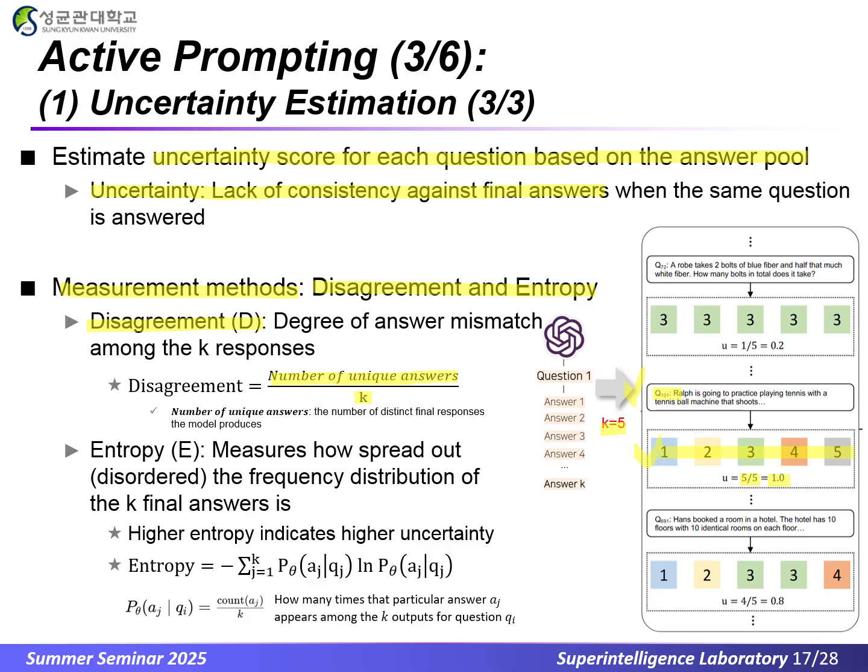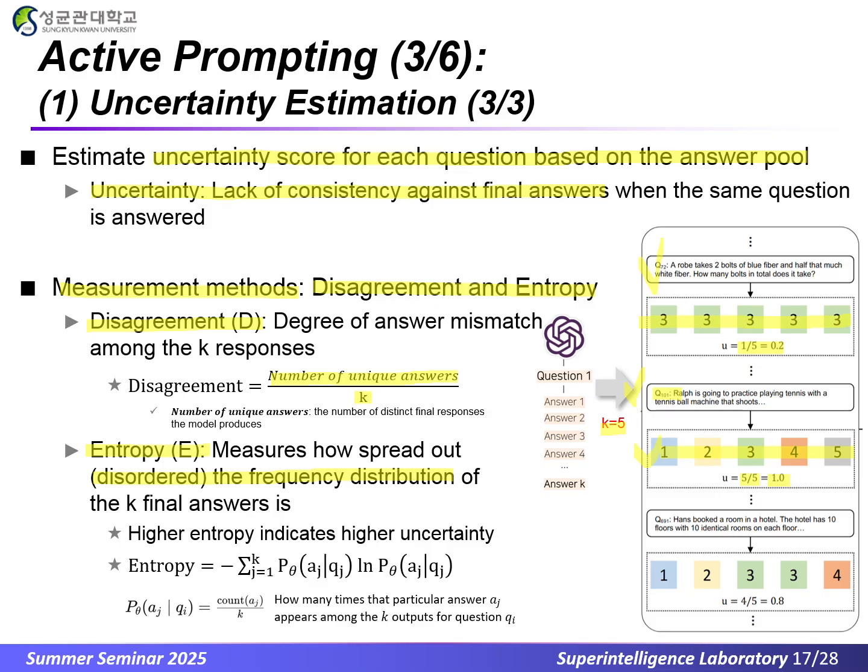By contrast, look at the top panel. All k equals 5 runs return 3. So the disagreement value can be calculated as 1 distinct answer divided by 5 equals 0.2. In this case, the disagreement is very low, which means the agreement score is high. Another measurement method is using entropy. Entropy measures how disordered the frequency distribution of the answers is.